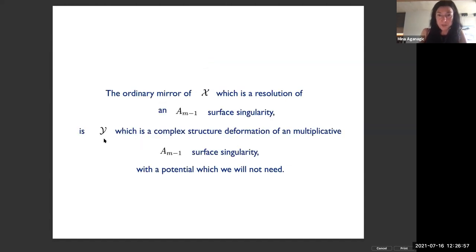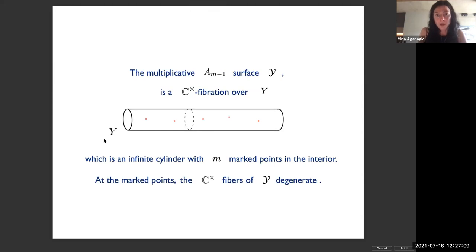The ordinary mirror of the big X is the big Y, which is a complex structure deformation of a multiplicative A_{M-1} singularity with a potential we won't need. The big Y is a C star fibration over the small Y, which in this case looks like an infinite cylinder with M marked points in the interior. At these marked points, the C star fibration of the big Y over the small Y degenerates.